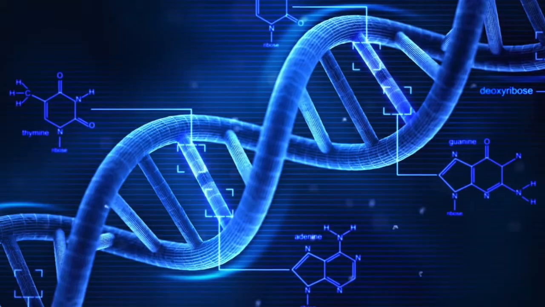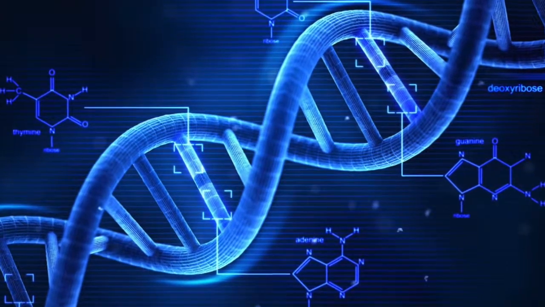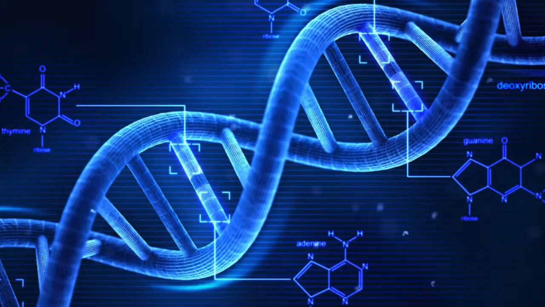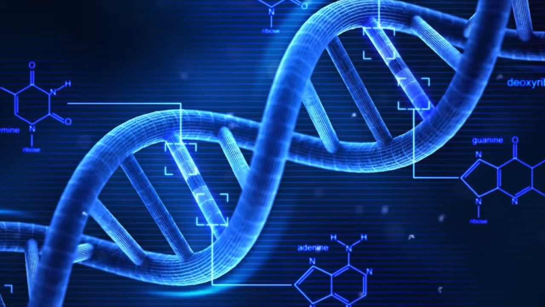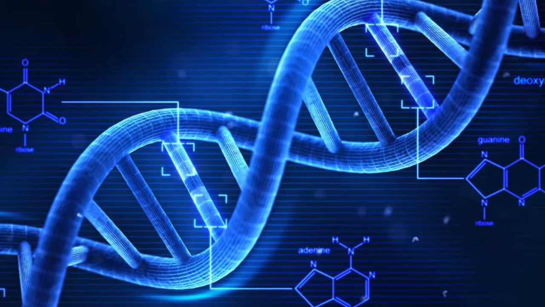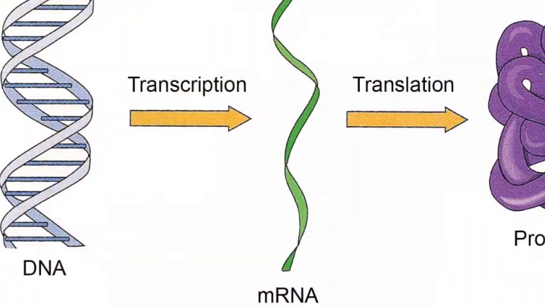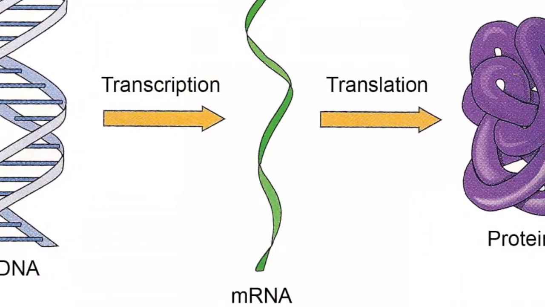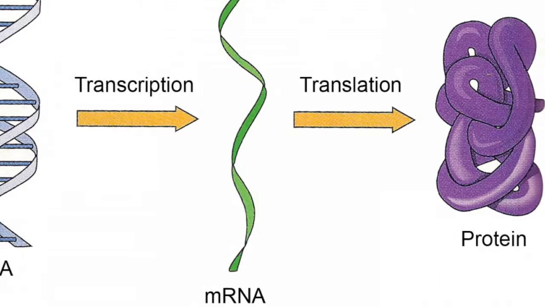DNA, or deoxyribonucleic acid, is the molecule that encodes all of life. Each DNA molecule is a double-stranded helix made up of nucleotide bases, including adenine, cytosine, guanine, and thymine strung together. A specific sequence of nucleotides codes for the genes that are expressed in an individual's phenotype.